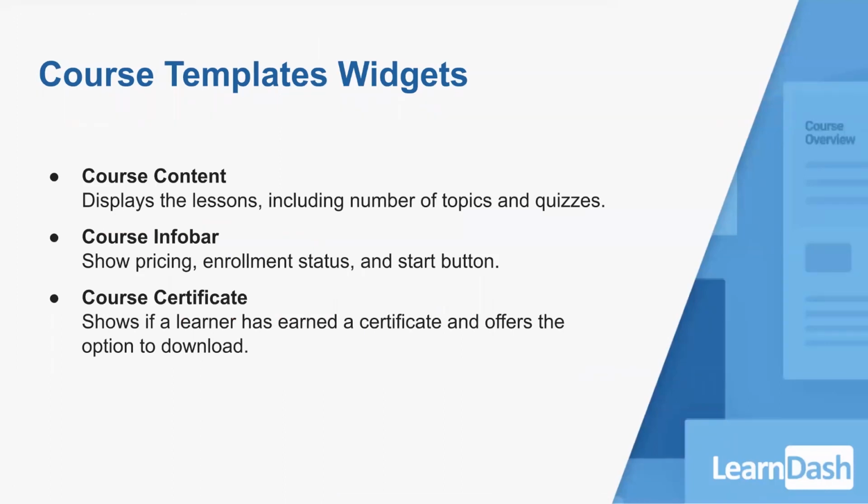So the course template has three widgets that are made just for the course template. Now, any other widget and any other shortcodes will still work on this, and there are also some more generic widgets we'll go over at the end, like profile or maybe a list of all courses, like a course grid that you could use as well. But these are the ones that are made specifically for the course template, and they have unique functions as well, which we'll go over. It's the course content, the course info bar, and the course certificates.